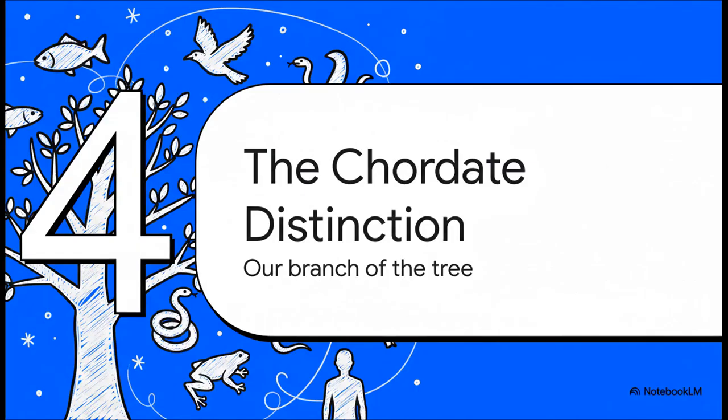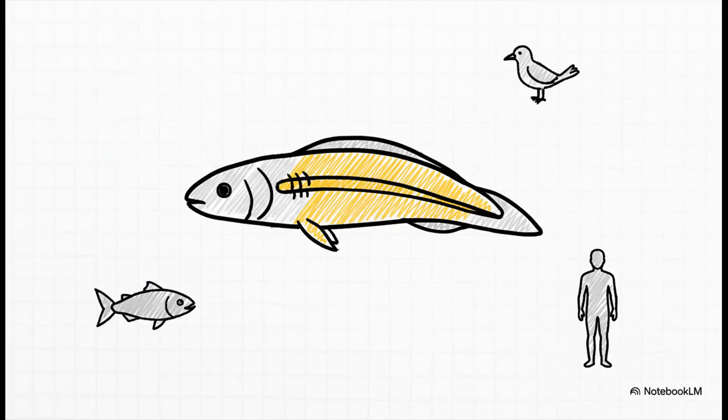But hold on, what about our branch? Where do we fit in all of this? Well, that question takes us to our very own group, phylum Chordata. This is the group that includes all vertebrates, and yep, that includes us. So what makes a chordate a chordate? It really all comes down to one single feature that they have at some point in their life. It's a flexible, rod-like structure called a notochord, and it provides some crucial support.